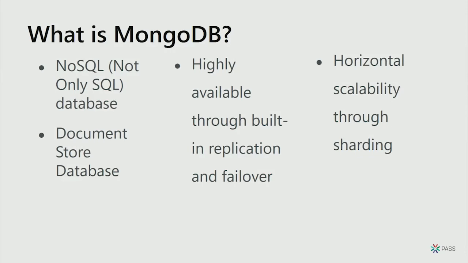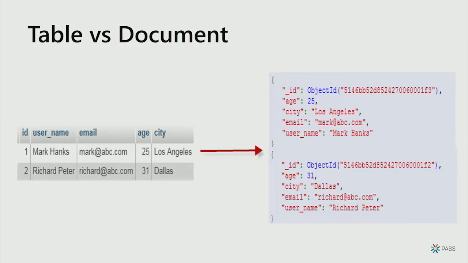So what is MongoDB? It's a NoSQL database, which doesn't mean that you don't use SQL. It means not only SQL. It's a document store database, which if you think about a document, I'll demonstrate what that looks like in another slide. It's just a different, more human readable way to represent our data. It's highly available through built-in replication, and it has horizontal scalability through the concept of sharding.